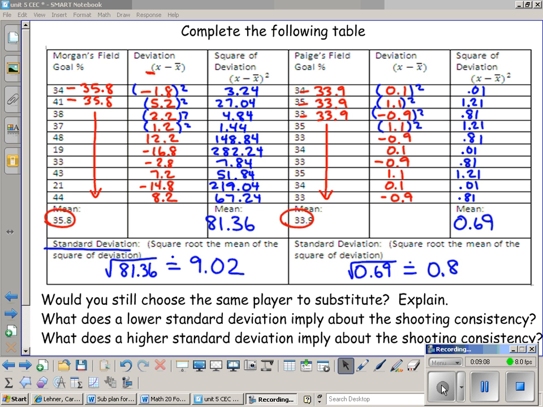What standard deviation does is it tells you how the data varies about the mean. So a lower standard deviation means more consistent around the mean. A higher standard deviation means there's more variation off of the mean.